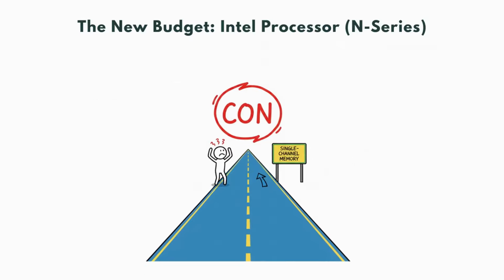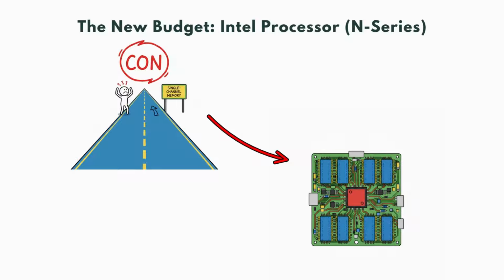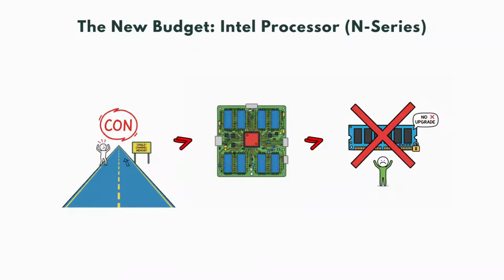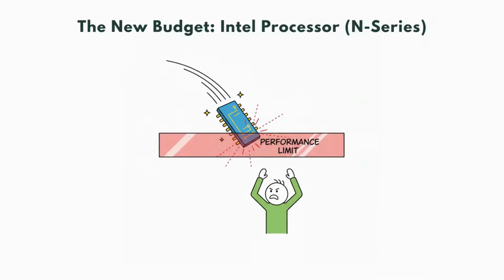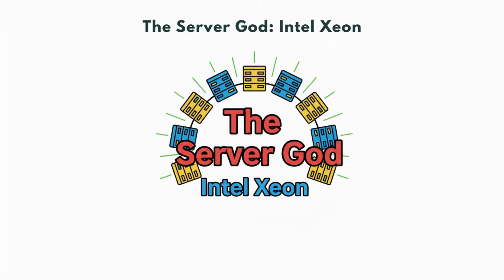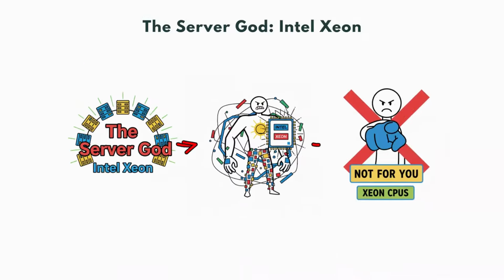The con is single-channel memory. Many systems using these chips are soldered with limited RAM that cannot be upgraded. While better than Celeron, they are still a hard ceiling for performance. The server god, Intel Xeon. We end with the titan, Intel Xeon.